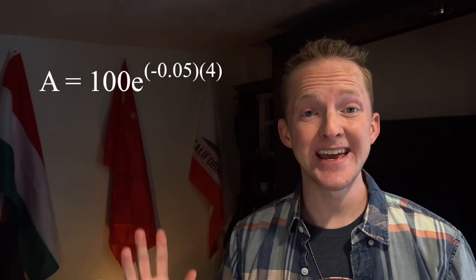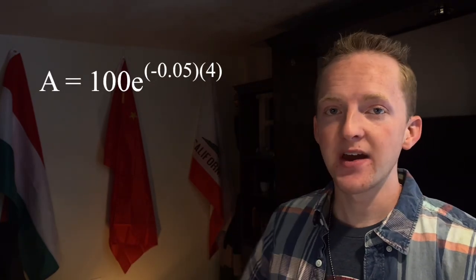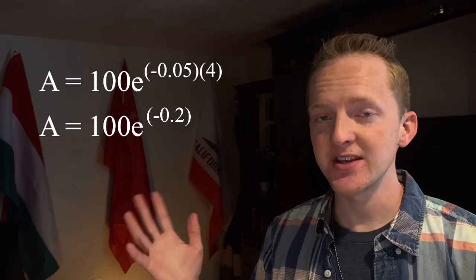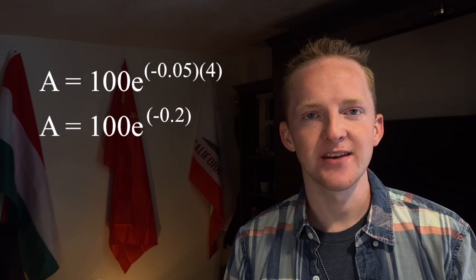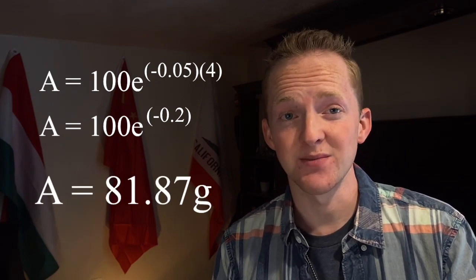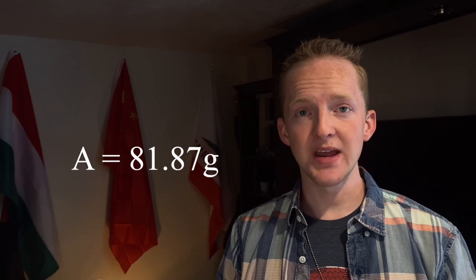Then we'll put all those variables into our equation to find A. And we put that and simplify it down and put it into our calculator, you kind of have to with the e, and you get 81.87 grams. And therefore, after 4 years, with a decay constant of negative 0.05, approximately 81.87 grams of our substance will remain.